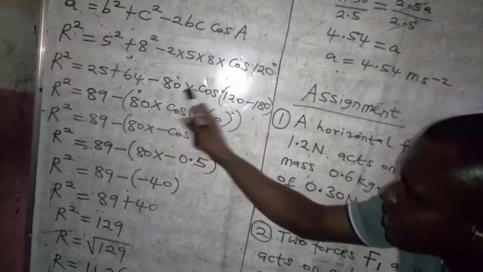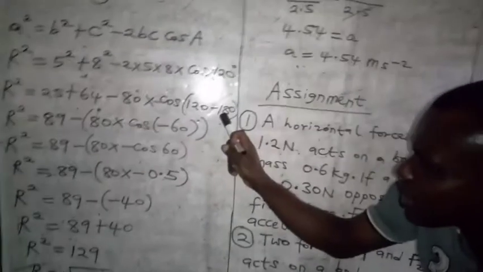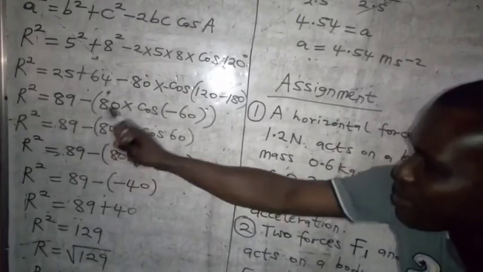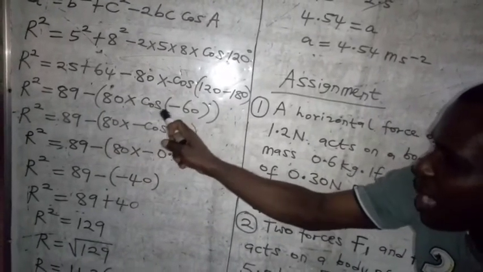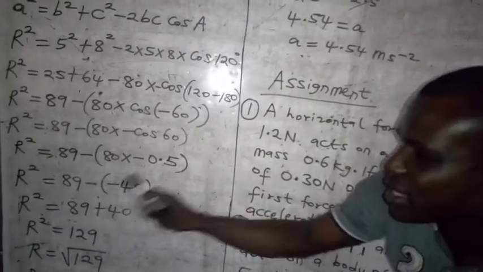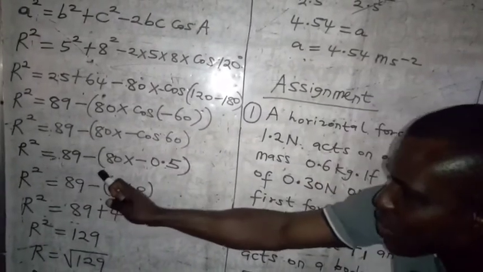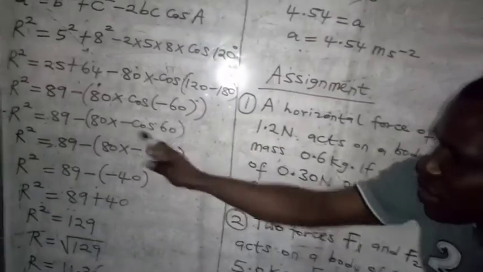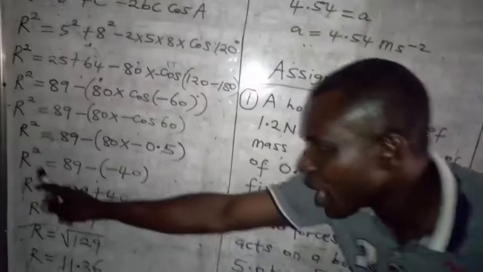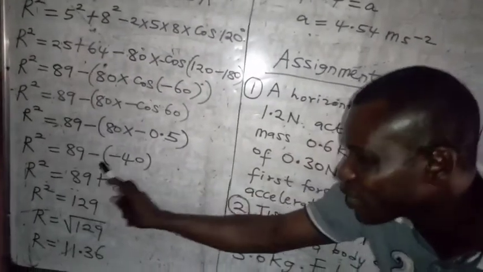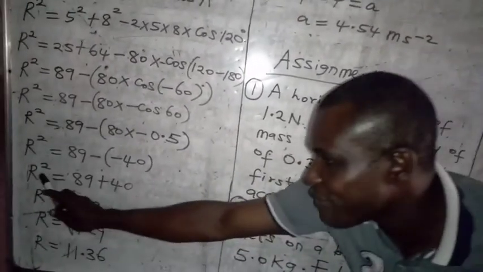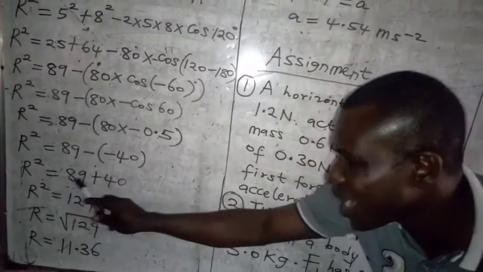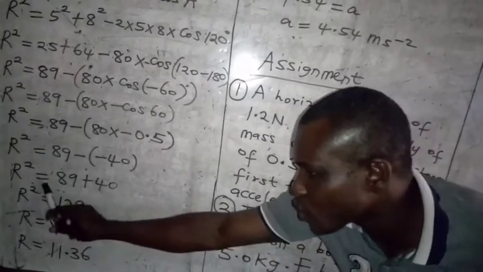Minus. You have 80 times cos. Look at it, 120 minus 180 to give us minus 60. So here we have R square equals 89 minus bracket 80 times cos minus 60. Remember, cos minus 60 is cos 60. So we have R square equals 89 minus bracket 80 times cos 60 is 0.5. So we now have R square equals 89 minus 40. Then remember that minus times minus is plus. So we now have R square equals 89 plus 40. We have R square equals 129.